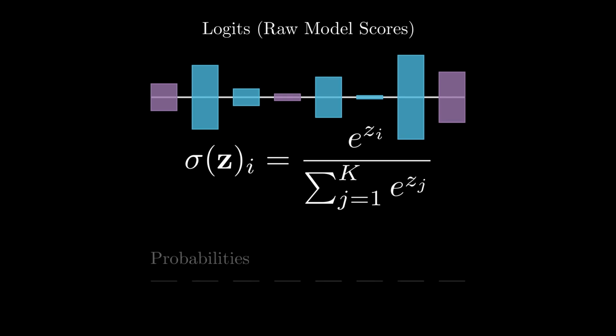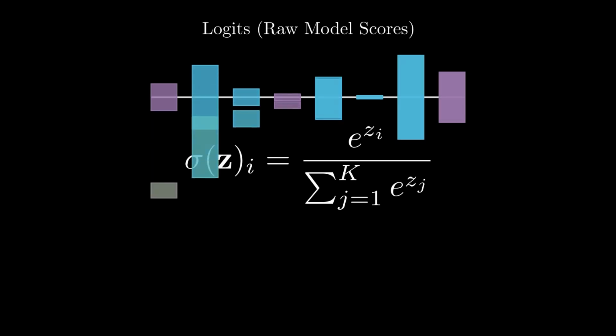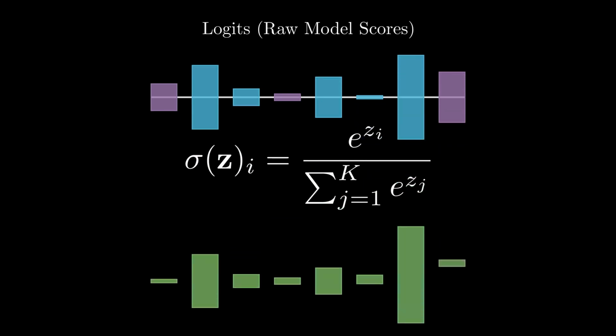Let's watch this transformation in action. We take our input logits, apply the softmax function, and out comes a beautiful, clean probability distribution. The height of each bar now represents the model's calculated probability that a specific token is the correct next one.